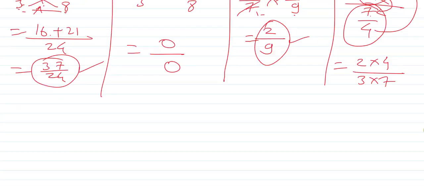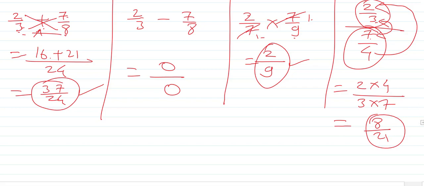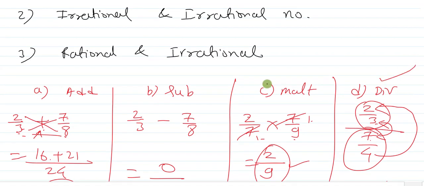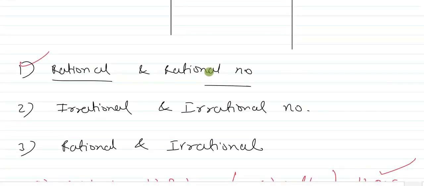I believe this is the basic, you know this. Now here what will be the answer? 8 upon 21. It is also a rational number. That means the division of two rational numbers will also be a rational number. So in only one sentence we can say, if we add, subtract, multiply or divide two rational numbers, the answer will be a rational number. Okay, so just memorize this and remember this.